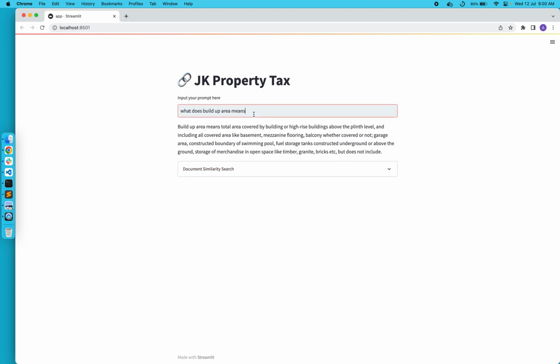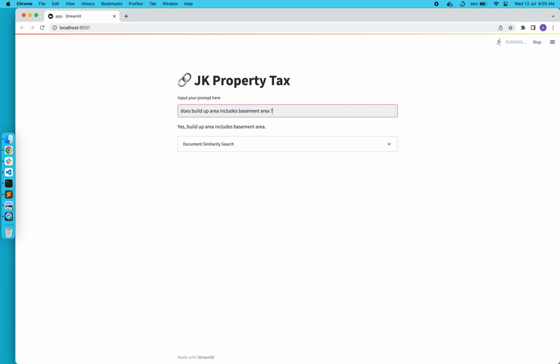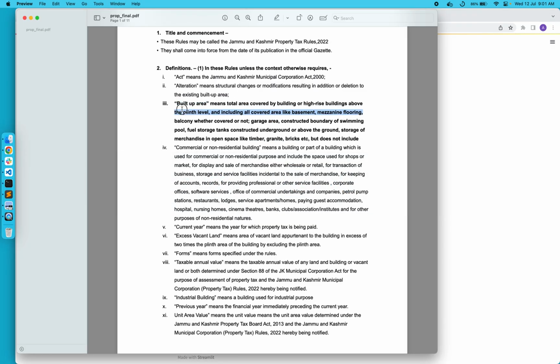Now, I can ask further questions on this. Does built up area include basement area? It says here, and includes all covered area like basement. So let's try to ask this and see what it gives. Yes, built up area includes the basement area, right? So I have cleared my doubt on this. This was my doubt as a user, and I got it cleared.